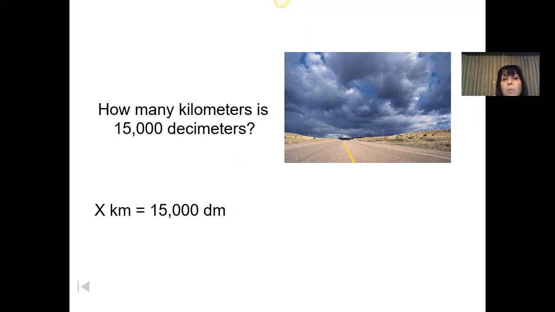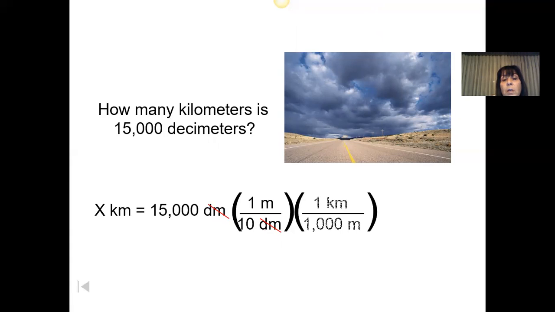So here's an example between kilometers and decimeters. The conversion for that is 1 meter is equal to 10 decimeters. So again, the decimeters will cancel out, and that will again be a division problem. So my meters will be left by dividing the 15,000 by 10. And my final answer will not be there yet, because once I convert that, I will only be at meters.